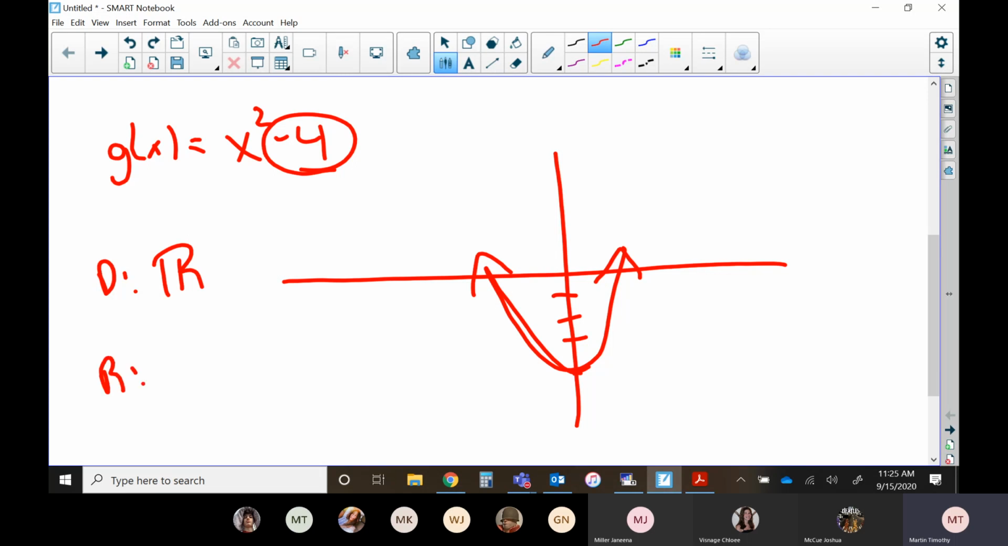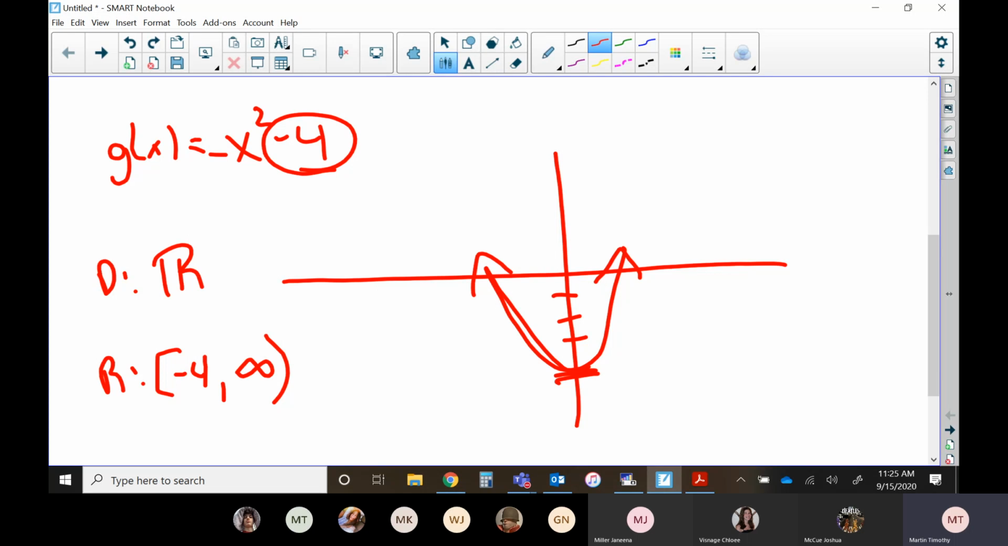And then range, does this thing ever stop going down? Is there a lowest point? Yes, the lowest point is right here, which is -4, and it's included. And it goes to positive infinity. Yes?